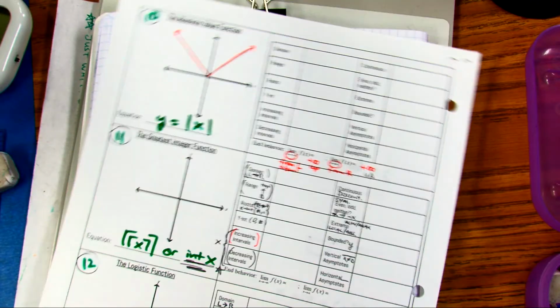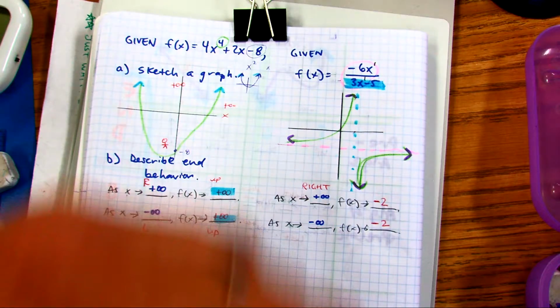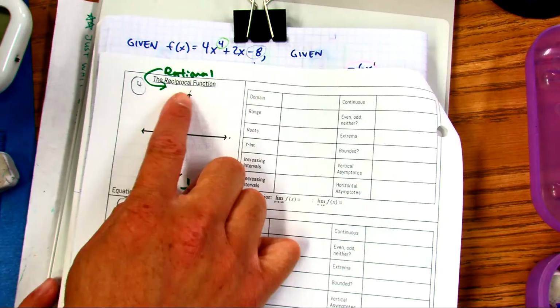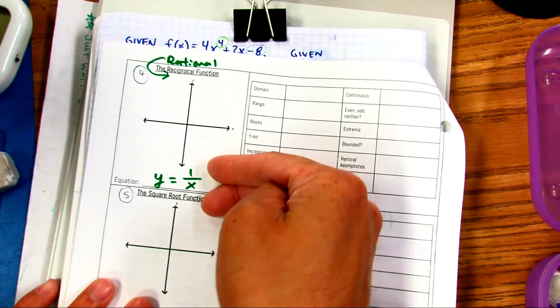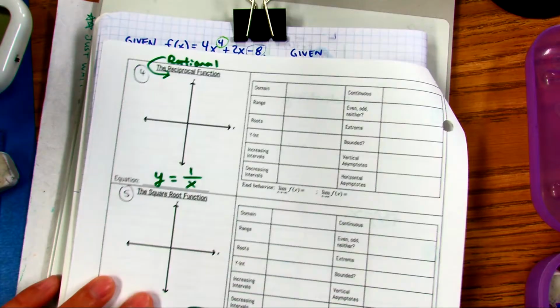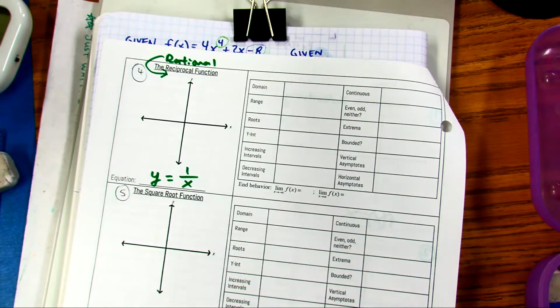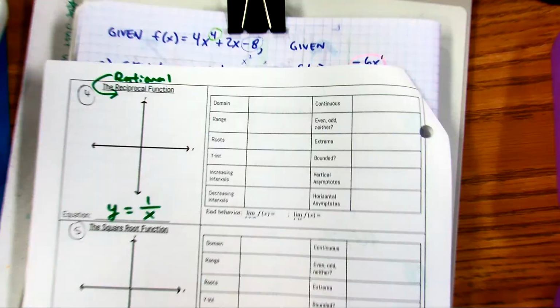Alright, number 4. They call this the reciprocal function or the rational function. Why is it reciprocal? You can flip that and you get y equals x, which is a linear. Alright, so domain goes in which direction, class?